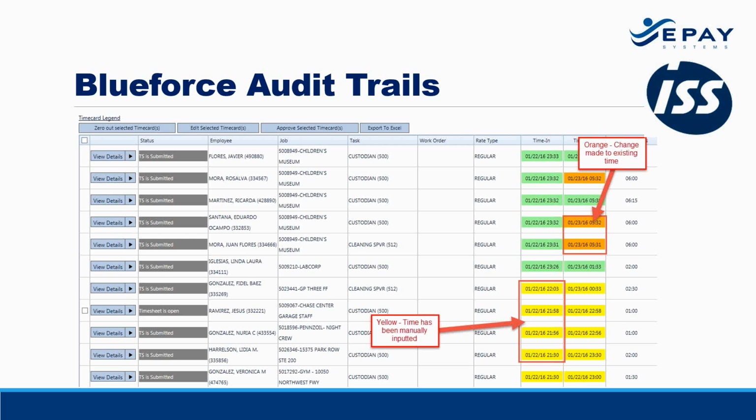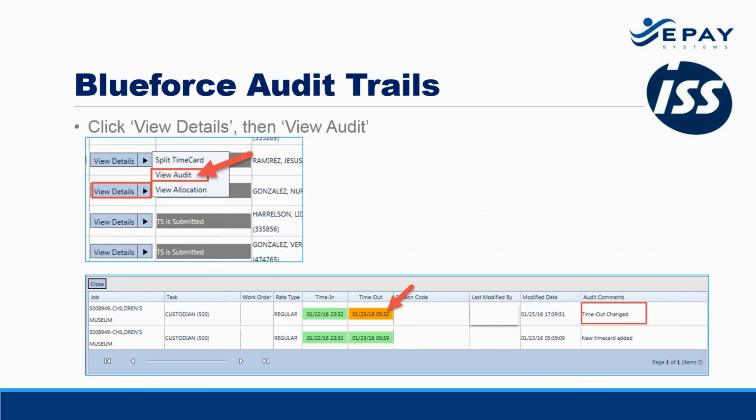So to access the actual audit trail, on the left-hand side of the grid, you have all these view details straight down the list, in the left-hand column of your grid. Now, whenever I click on that little black arrow to the right side of that view details button, it gives me a pop-up menu. This pop-up menu allows you to pick a couple options. One of the options there in the middle is called View Audit. The View Audit option allows you to see the audit trail behind that punch.